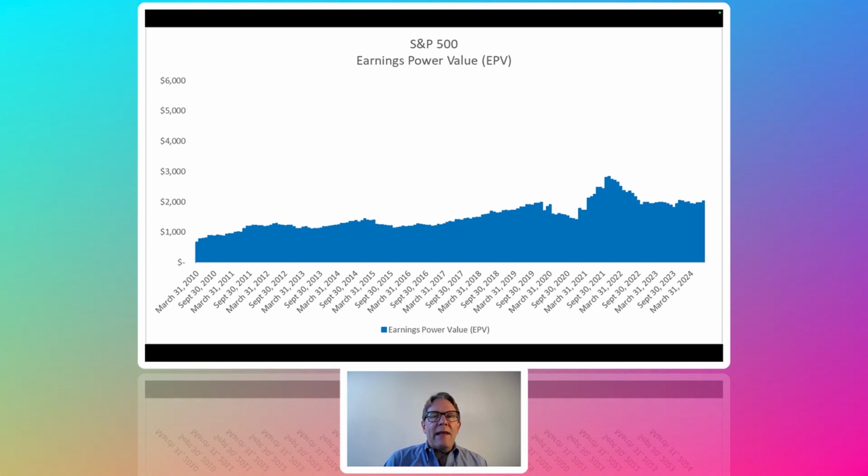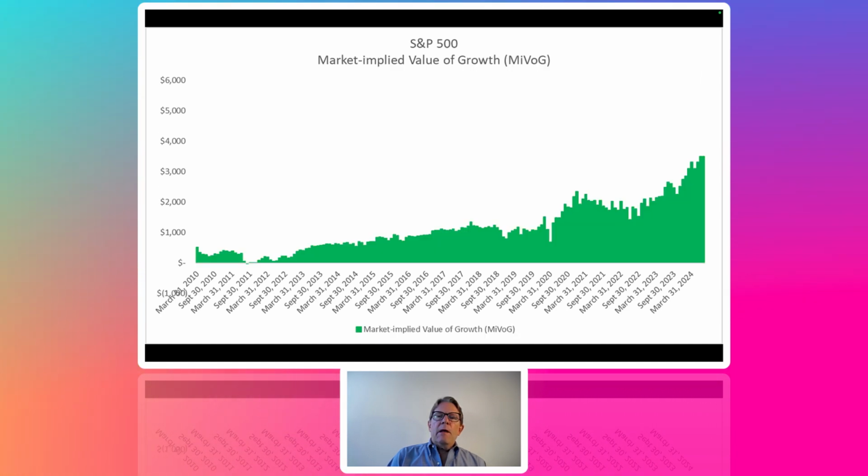Interestingly, partially because rates came down, it went up a fair amount in '21 and early '22, which you see, a bit of a bump there. But earnings power value has been fairly steady now for a little while, a couple of years. All right, there is your market implied value of growth, separated from, that's the green, just on its own scale.